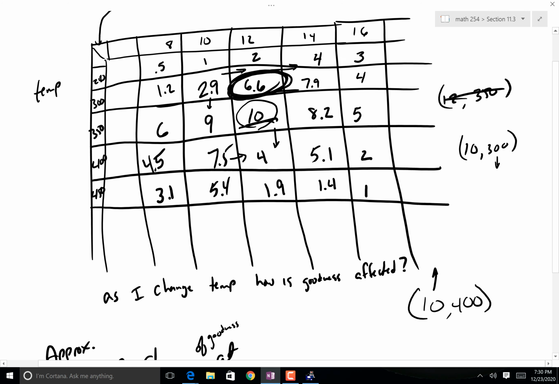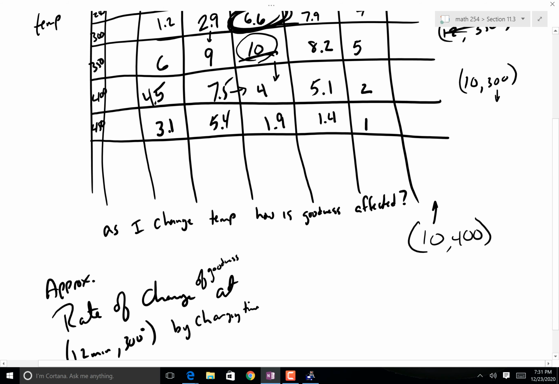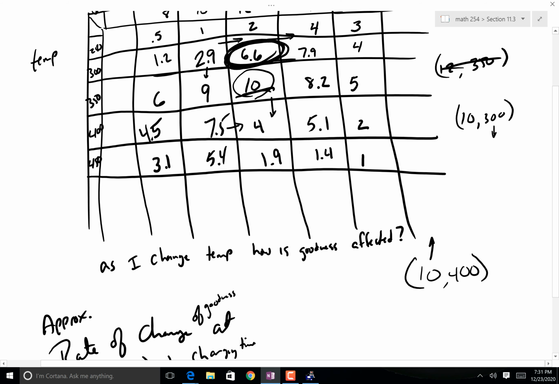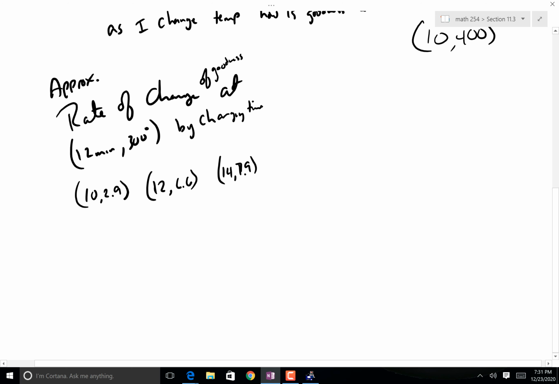And I want to do 12, 6.6. And I want to do 14, 7.9. So what I'm going to do is basically find slopes. So 6.6 minus 2.9 is 3.7 over 2. And from here to here, it's going to be 1.3 over 2.